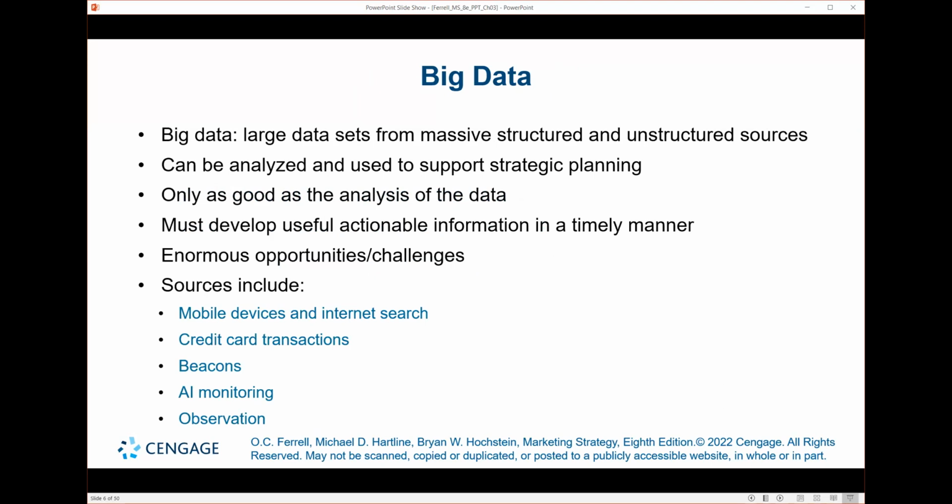It's very valuable, but the important thing to realize is that the data is only as effective as the analysis is. Big data, in order to be successful, must develop actionable information in a timely manner to be able to use to make valued decisions. And so the use of big data, we will talk about in the use of creating the situation analysis.